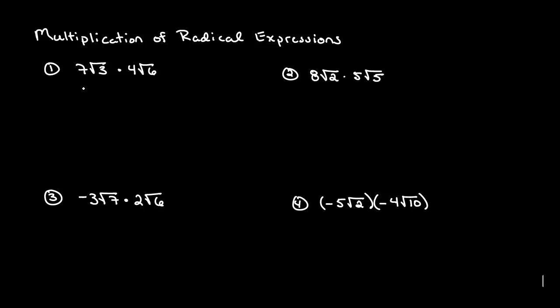In this first video, we're going to talk about the multiplication of radical expressions. So the first thing we'll use is the commutative property of multiplication here to change the order of our terms. And so we'll take these two guys, the 7 times 4, and get 28. And then we'll take these two guys and put them together to get the square root of 3 times 6, which is the square root of 18.